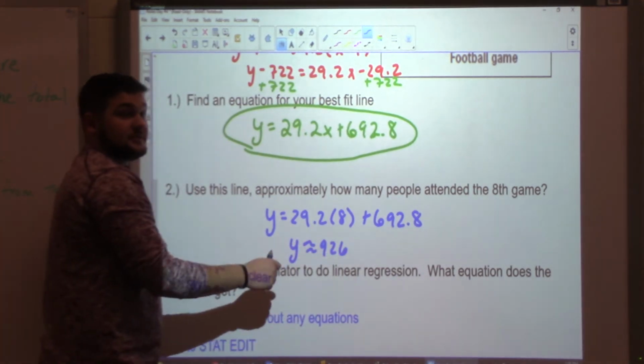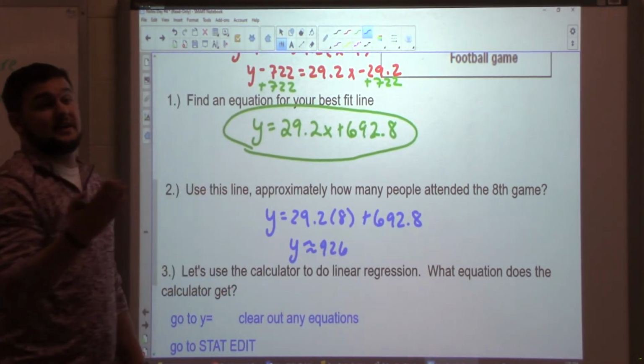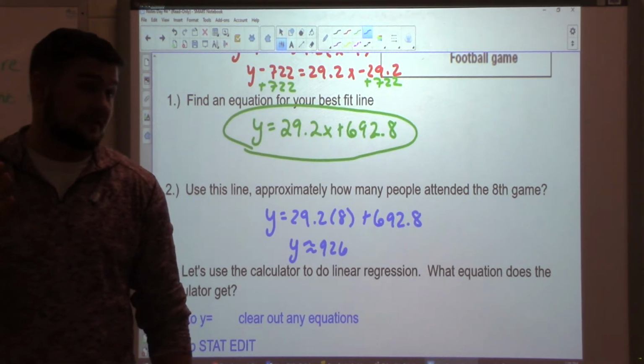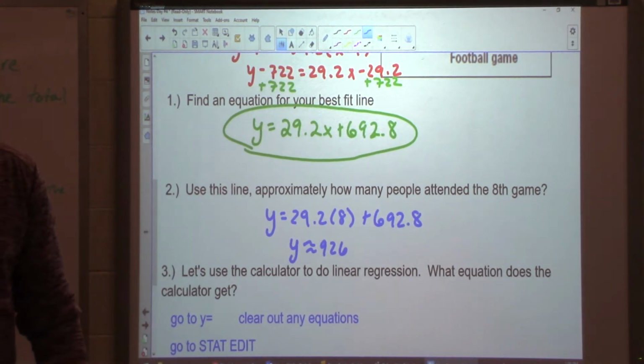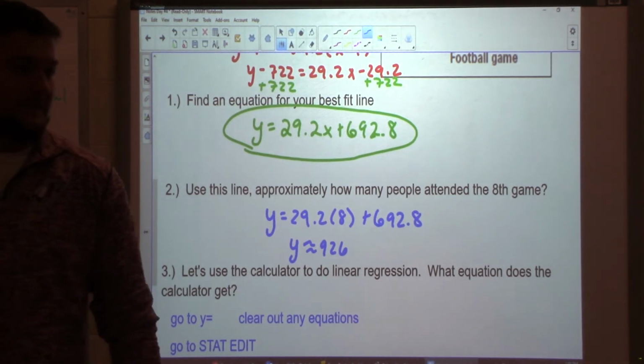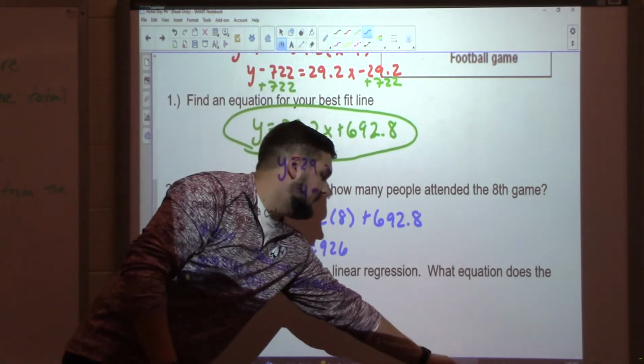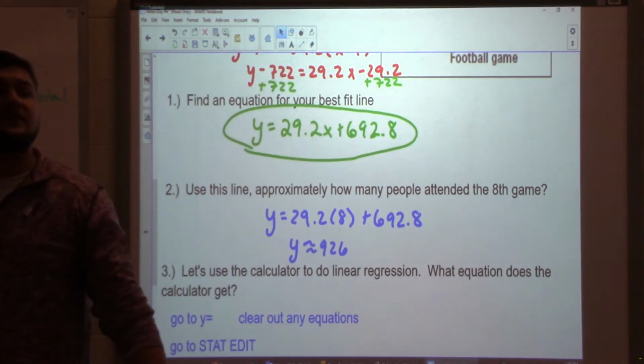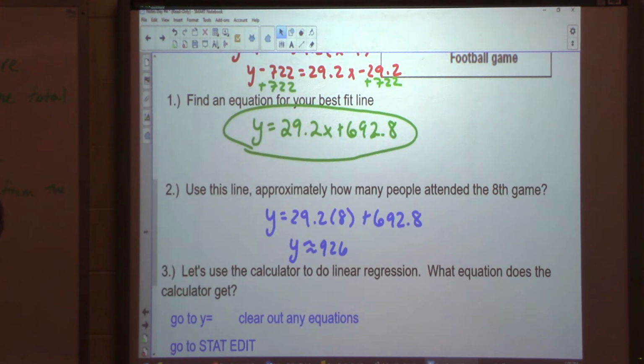926. I assume it's a rounded number, which is perfectly fine because you can't have 0.3 per person. You probably get thrown in jail if you do. Right? You show up to the football game with someone's legs, probably get thrown in jail. Alright, so 926 people. If you had a different line of best fit equation, were you somewhere near that number? Yeah, you should be. You should still be pretty close. Right? It's just your approximation is a little different.